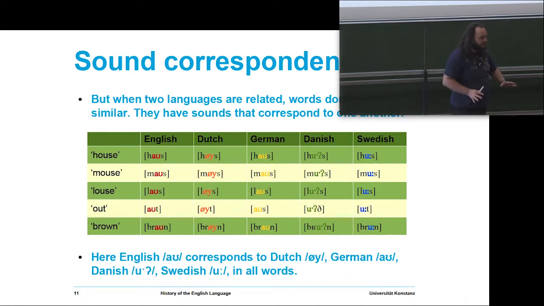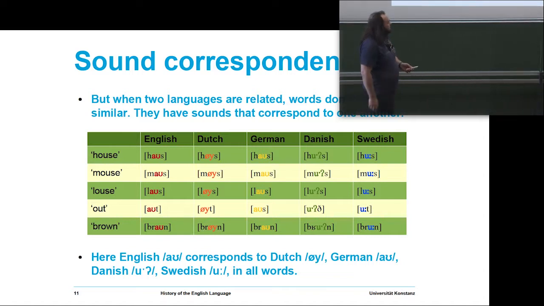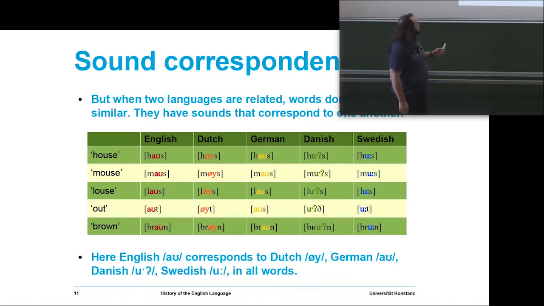These are completely tangential to the issue of relatedness. But when we see real relatedness, we see something else. We see something very striking. Here, you can see the words house, mouse, louse, out, and brown. And in my variety of English, these all have an ow diphthong in them.